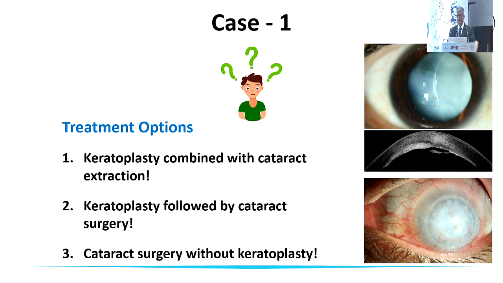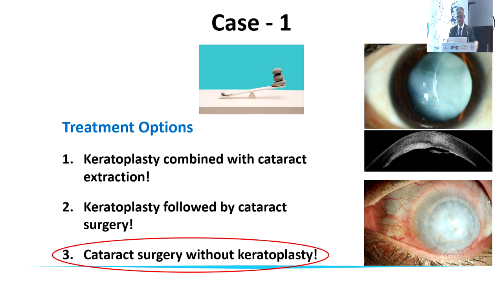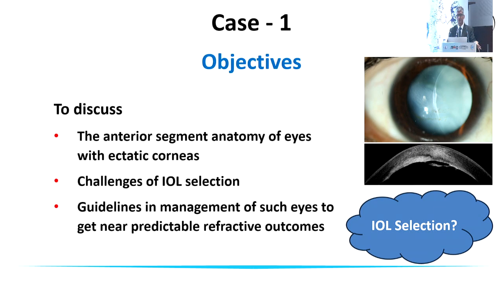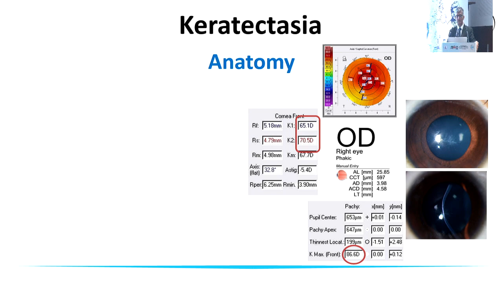The patient had a bad experience with keratoplasty and was not very keen on undergoing keratoplasty. Therefore, we decided to go ahead with the cataract surgery alone. The question that came to our mind is, what type of intraocular lens are we going to use, and how the presence of corneal scar and ectasia is going to modify our decision on the IOL selection. So the objective of my talk will be to discuss with you some of the anatomical facts of ectatic cornea and how these facts pose challenge as far as IOL selection is concerned, and the guidelines in the management of such eyes to get more predictive post-operative refractive outcome.